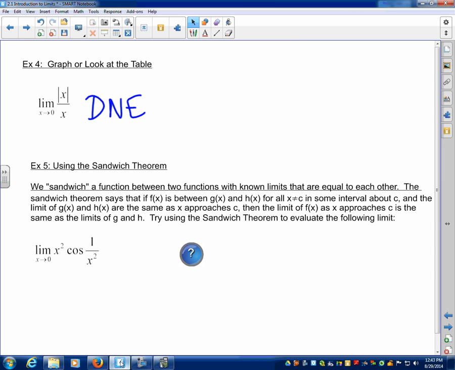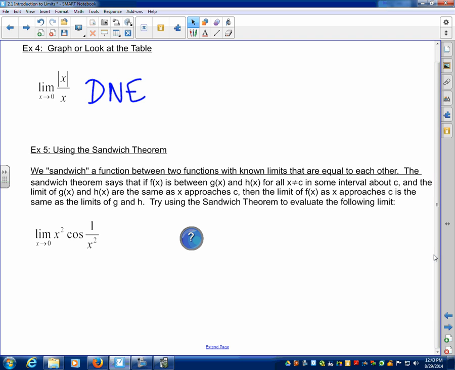Now I can show you the sandwich theorem here. Here's how the sandwich theorem works. We can sandwich a function between 2 functions with known limits that are equal to each other. So if I can take this function x squared times cosine of 1 over x squared and sandwich that in between 2 functions with known limits, and those 2 limits are equal to each other, then that limit has to match it.